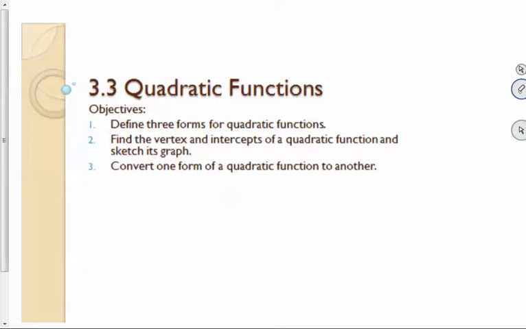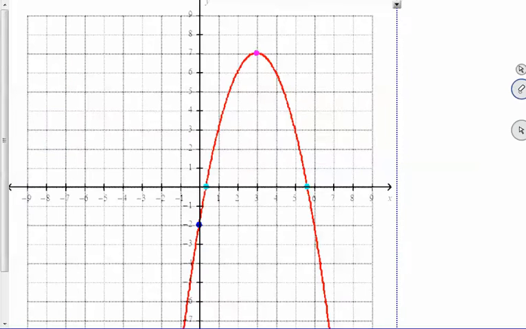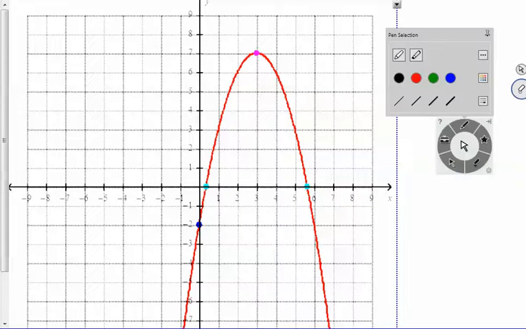So what are the three forms of the quadratic functions? Actually, before I talk about that, let's talk about a parabola. There are some things you need to know about a parabola. A parabola can open up, a parabola can open down. Sometimes it has a maximum, sometimes it has a minimum. If it opens down, it has a maximum value. If it opens up, it has a minimum value.